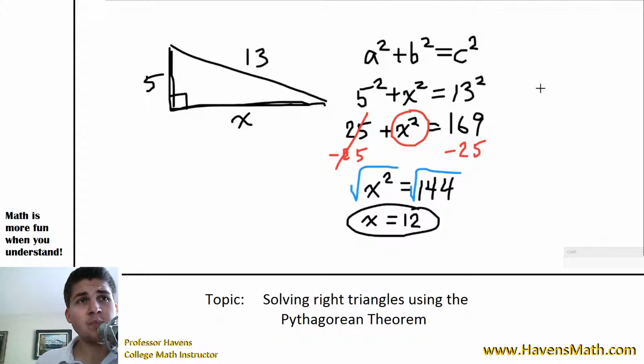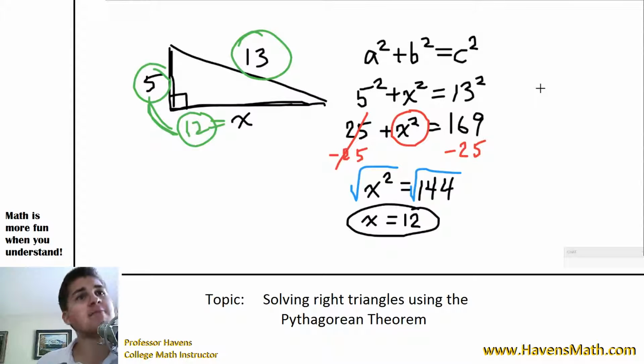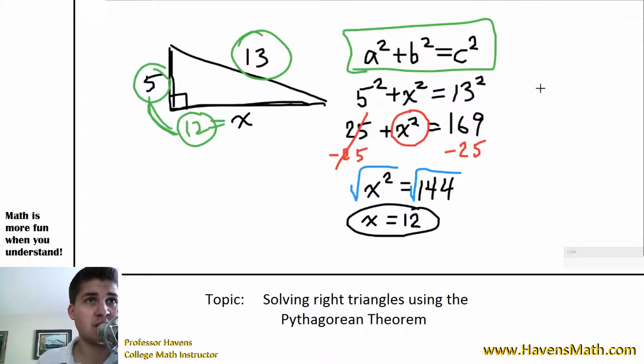And so to check yourself, what you can always do is square the two legs of your triangle. So 5, and then we've solved x to be 12. We square that as well. 5 squared is 25, 12 squared is 144. When we add those together, 25 plus 144, we get 169, which has to be this third side squared. That's what the Pythagorean theorem says. So, if you can remember the formula, a squared plus b squared is equal to c squared, just remember that c has to be the hypotenuse, and then you can just use that mathematical formula.